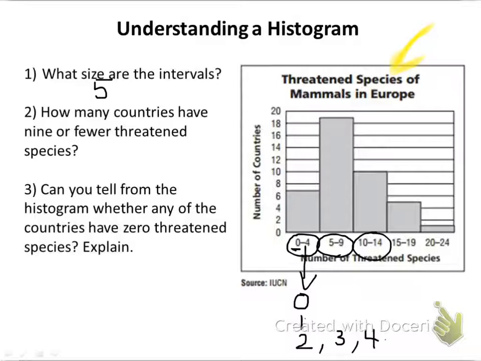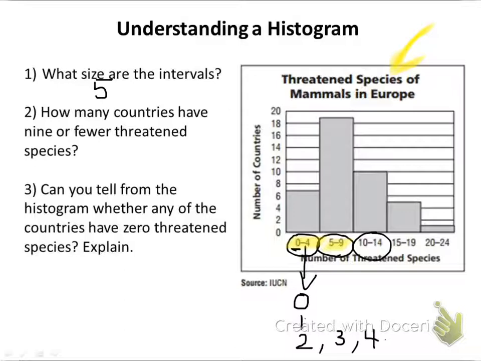The next question, question number 2. How many countries have 9 or fewer threatened species? I'm going to give you a second to think about that. If you'd like some more time to come up with your guess, please pause the recording, and then when you have your guess, click play again. Alright, to figure this one out, we have to look and see where the 9 is on our histogram. Alright, so the two sections that we're going to look closely at are this one and this one, because those are the two that would have the countries with fewer than 9.